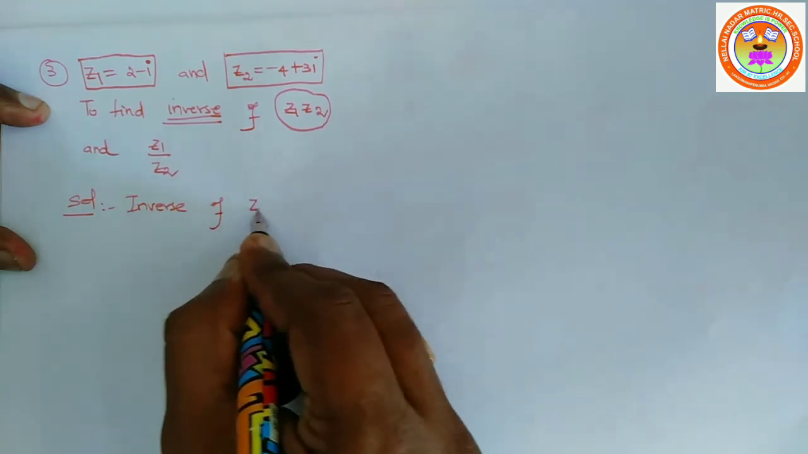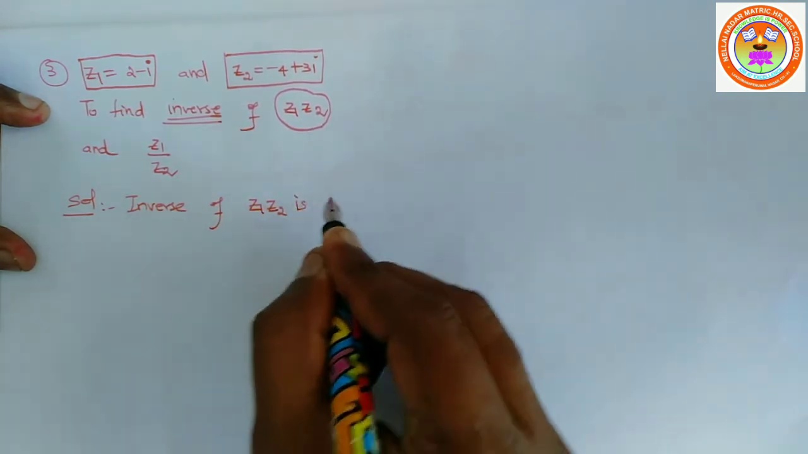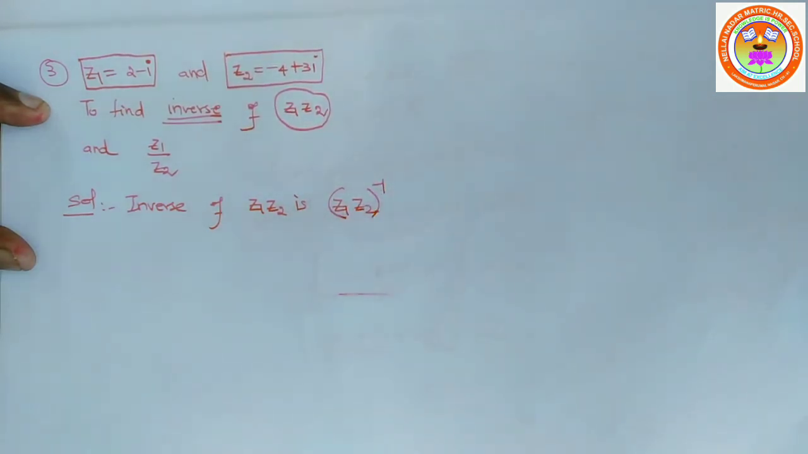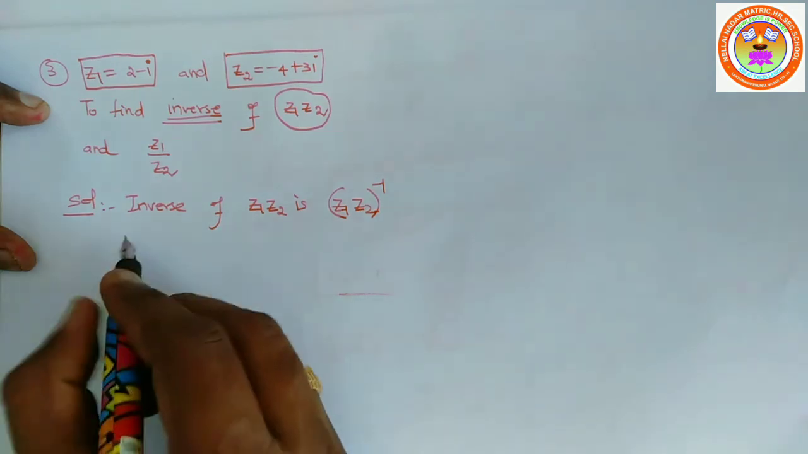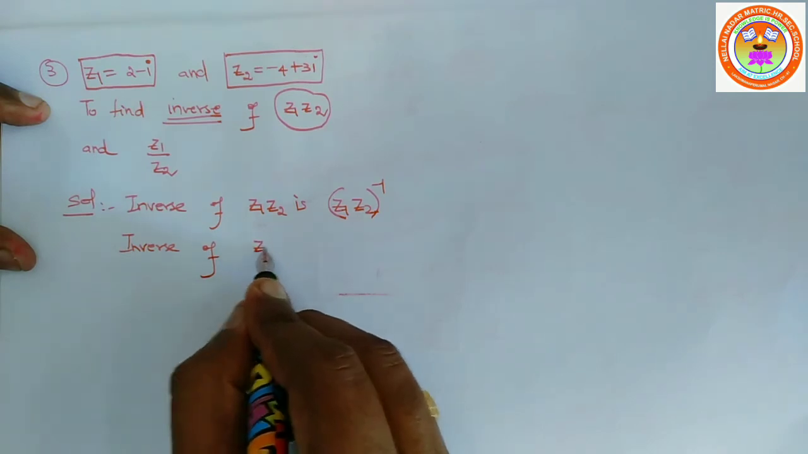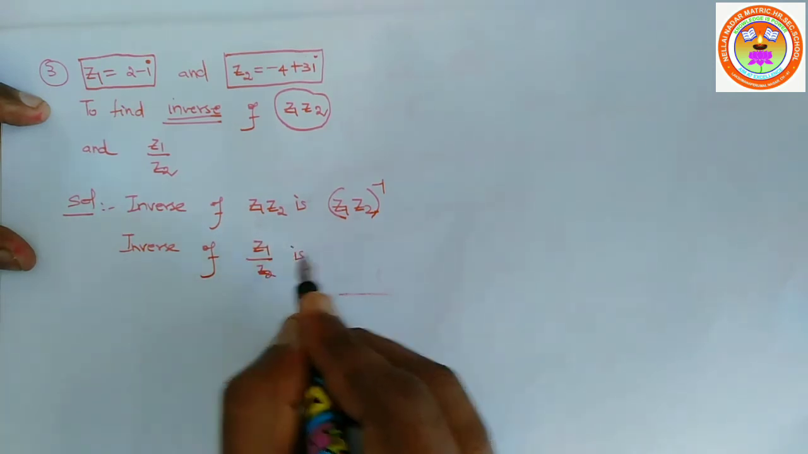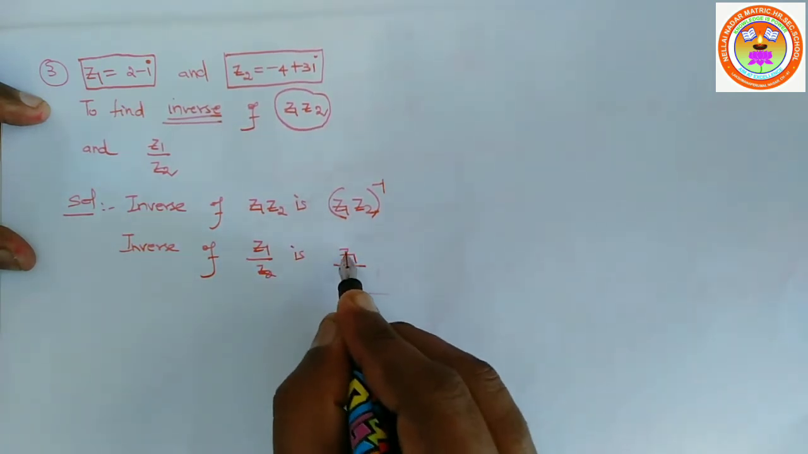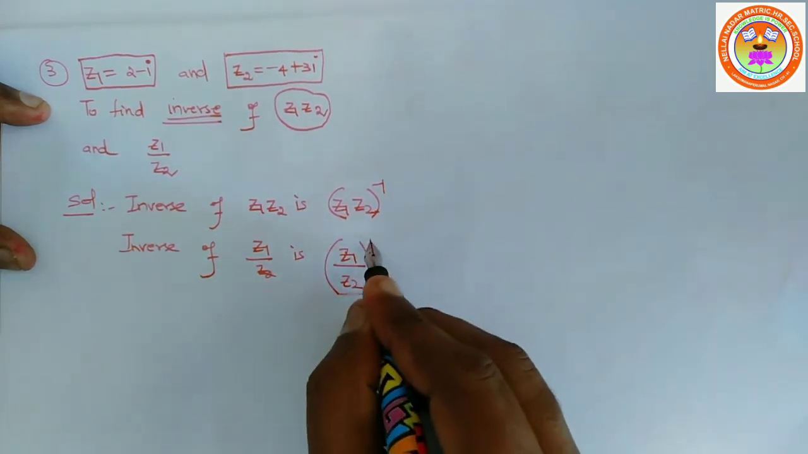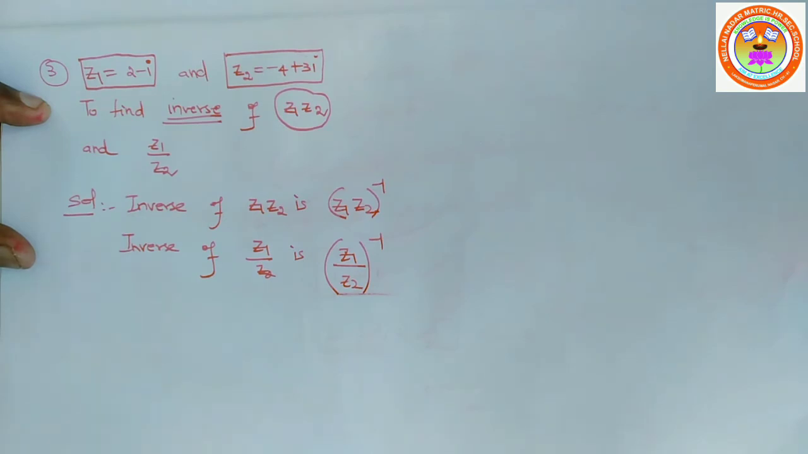The inverse of z1 z2 is nothing but (z1 z2) whole power minus 1. That's all. Next, the inverse of z1 by z2 is (z1 divided by z2) whole power minus 1. This is the inverse.